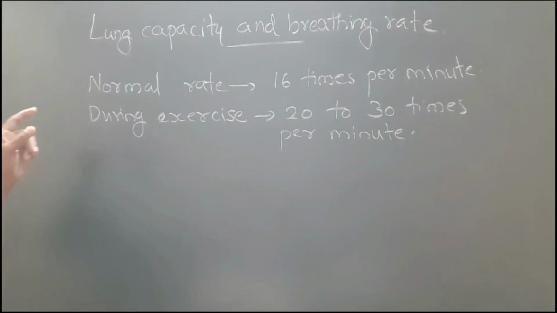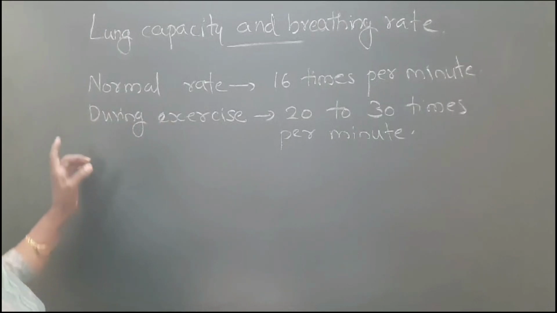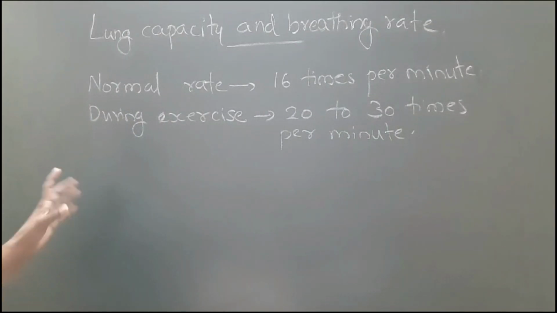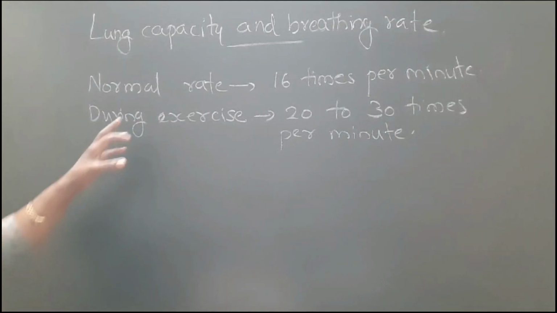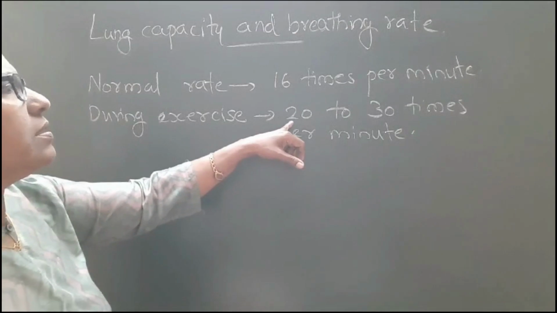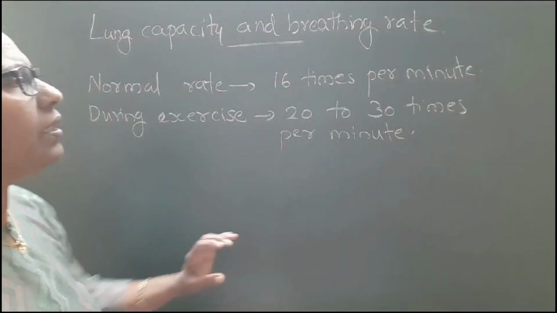Let's see the breathing rate. The normal rate is 16 times per minute. When we are sleeping or not doing any kind of activity, our normal rate of breathing is 16 times per minute. When we do any kind of exercise or extra activity, the breathing rate increases to 20 to 30 times per minute.